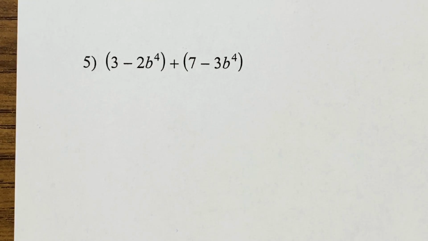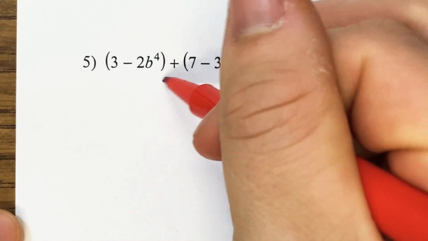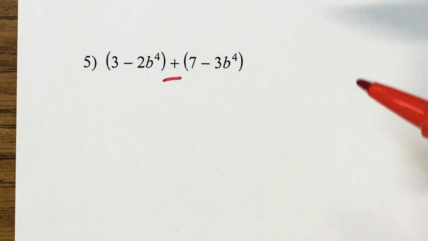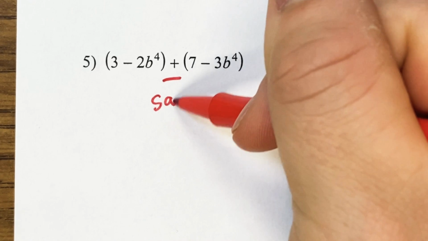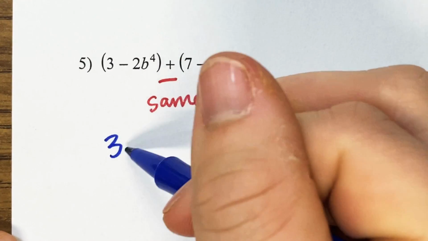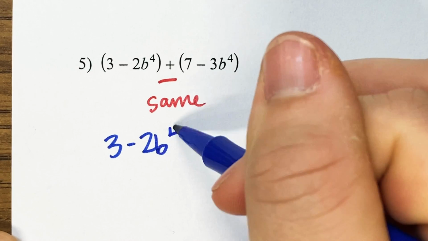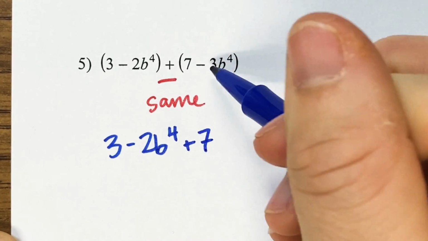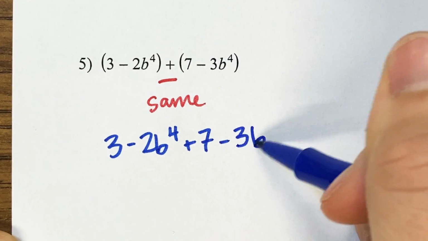Okay, 2 more examples. Let's look at number 5. What's our sign in the middle? Addition. With addition, we know that they stay the same. So now we can just rewrite them without those parentheses: 3 minus 2b to the fourth plus 7 minus 3b to the fourth.